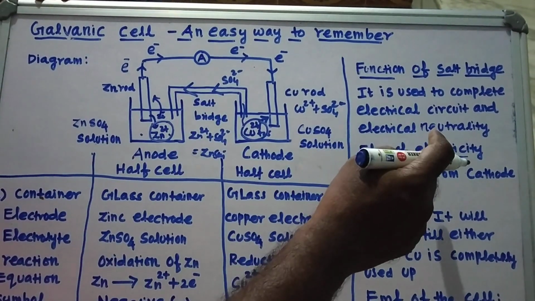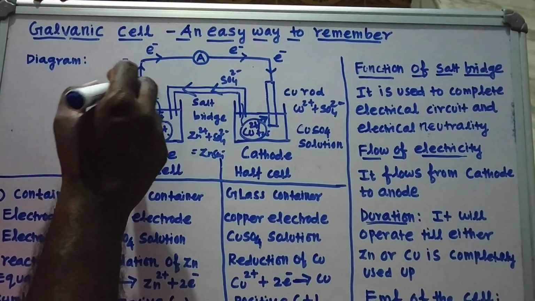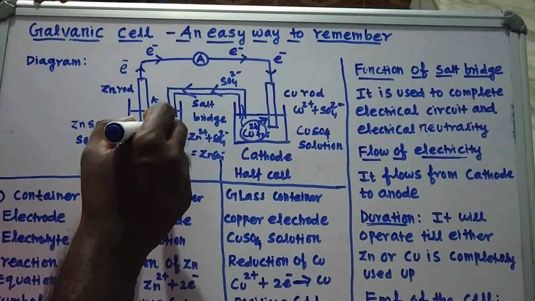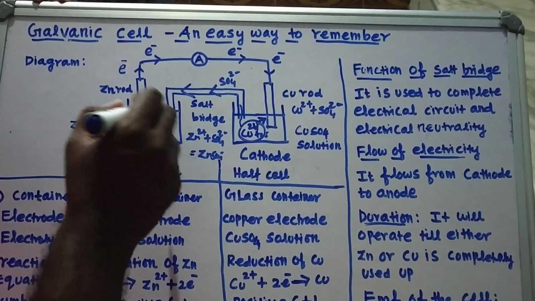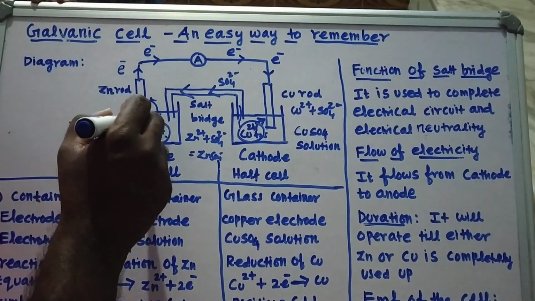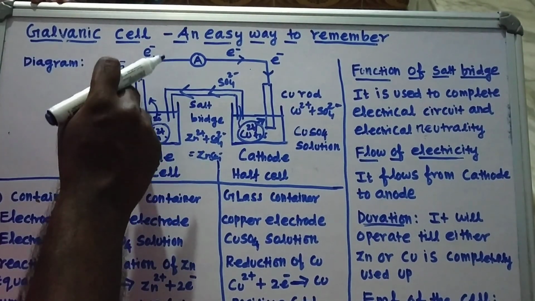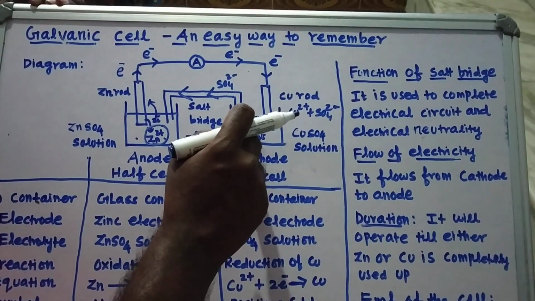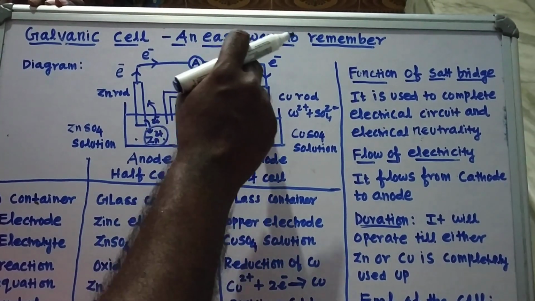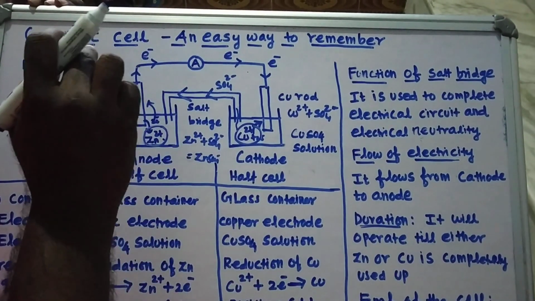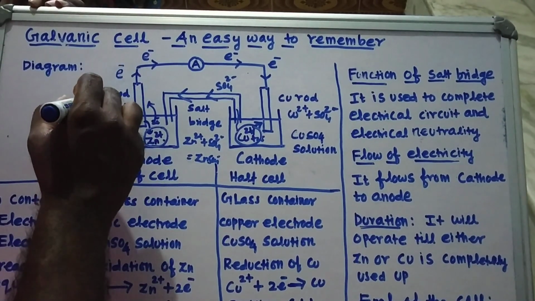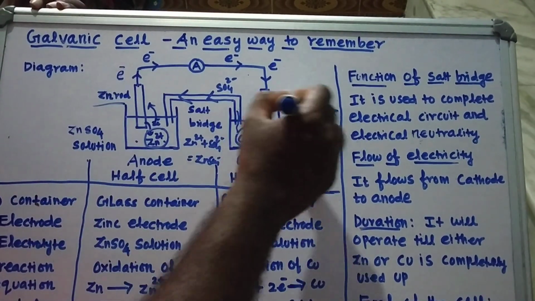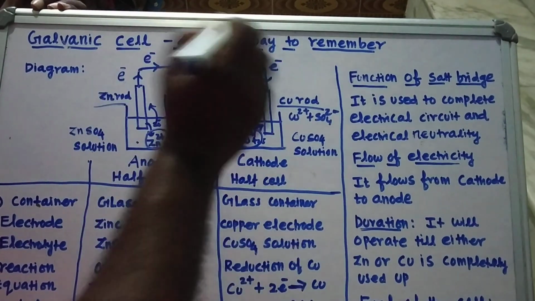Then flow of electricity. It's well known that the anode undergoes oxidation, therefore there is a production of electrons. The electrons flow into the circuit. Then copper undergoes reduction, therefore it gains electrons from the outer circuit. Therefore electrons will flow from the zinc rod to the copper rod through the external wire.